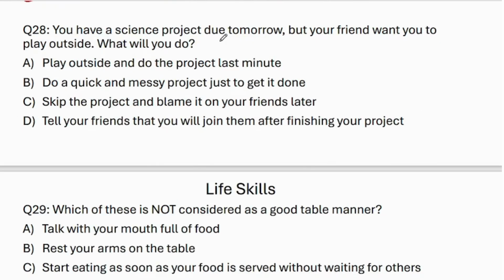You have a science project due tomorrow, but your friend wants you to play outside. What will you do? So this is your next question. Play outside and do the project last minute? No, of course not. We should not do this.